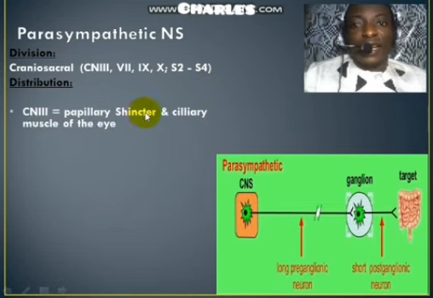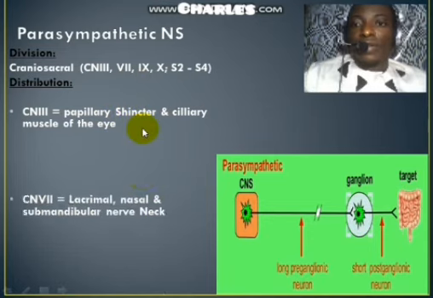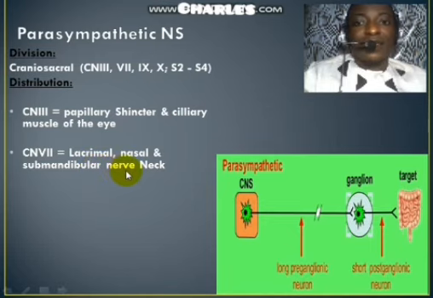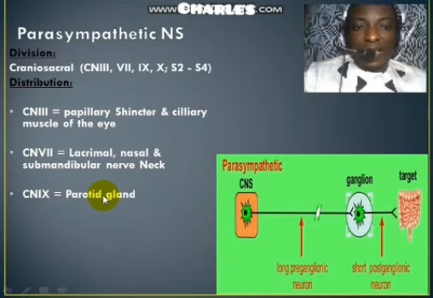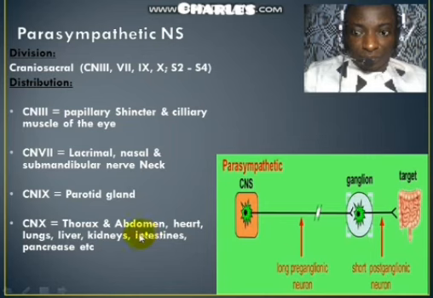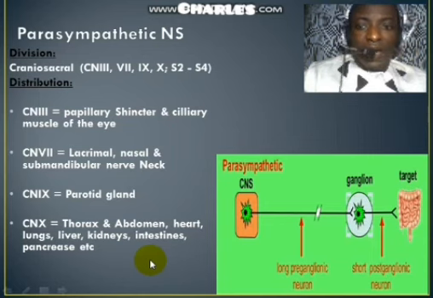The cranial nerve 3 actually supplies the pupillary sphincter and the ciliary muscles of the eye. This is sphincter. There's supposed to be a P here. It's just a typo. Forget the typos. Now, cranial nerve 7 supplies the lacrimal gland, the nasal and the submandibular gland, and the neck. The cranial nerve 9 actually supplies the parotid gland. Cranial nerve 10 supplies the thorax, the abdomen, the heart, the lungs, the liver, the kidneys, the intestine, the pancreas, and other internal organs.